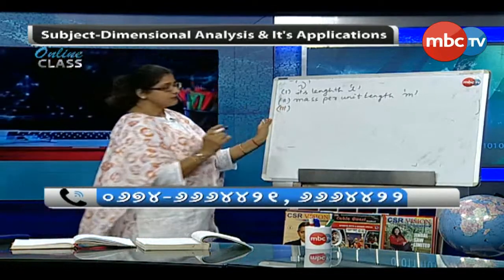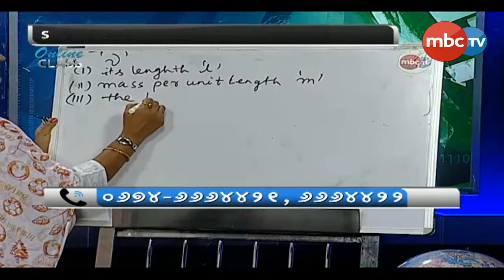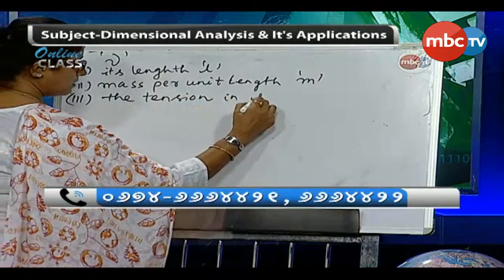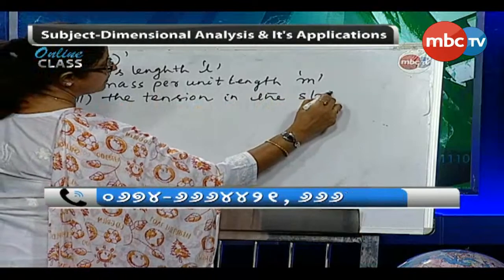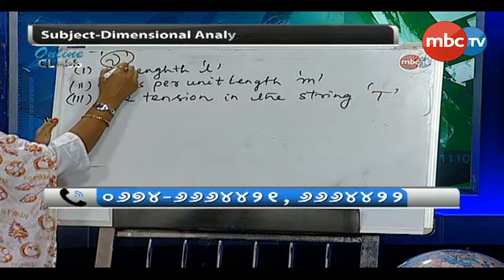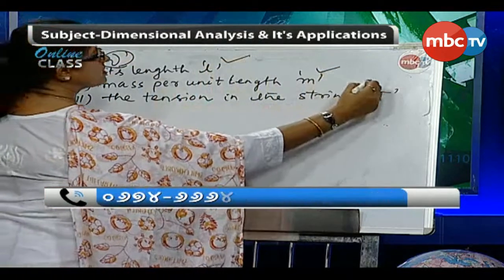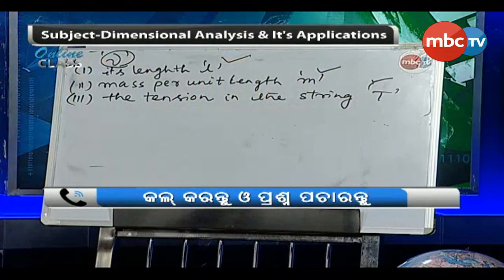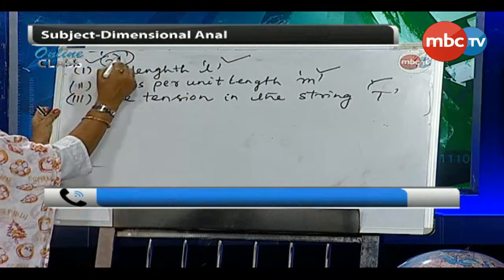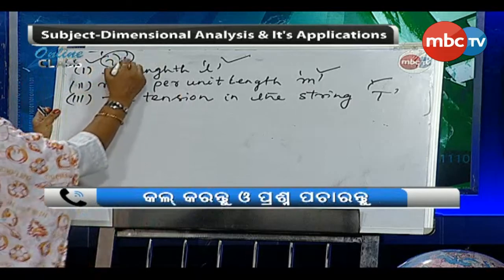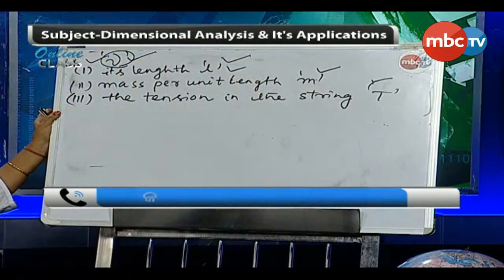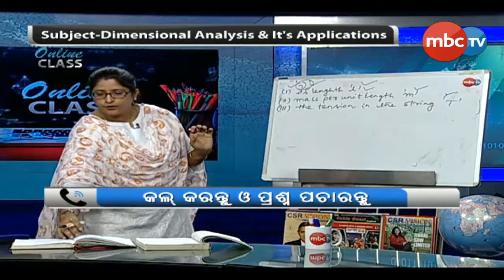It's the tension in the string, T. Tension is nothing but force, okay? So this frequency depends on these three things. Now you have to establish the relation between them. See how many physical quantities there are: 1, 2, 3 and 4. You do not know how they are related to each other.